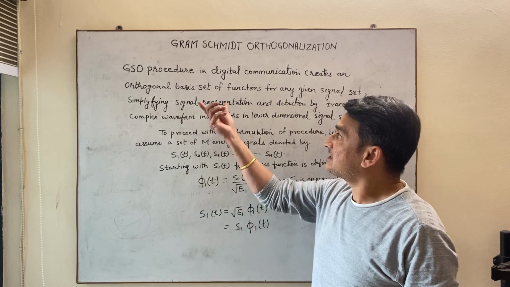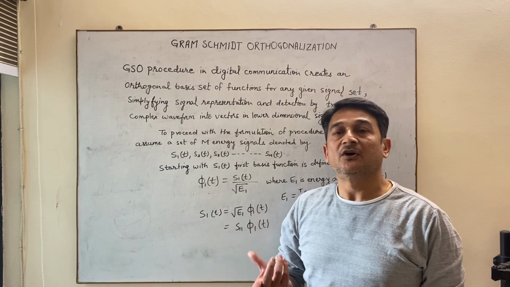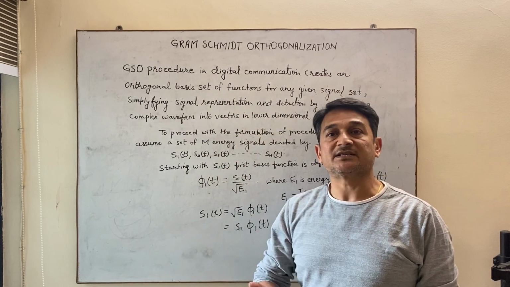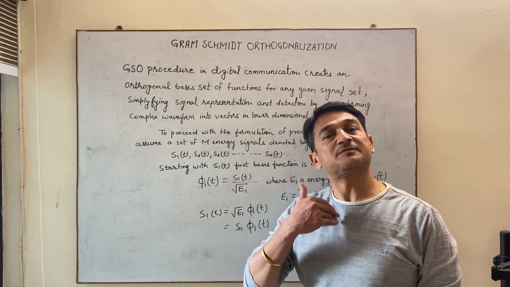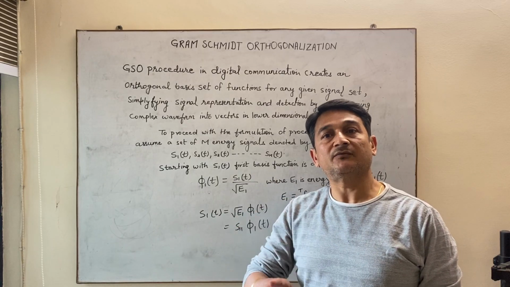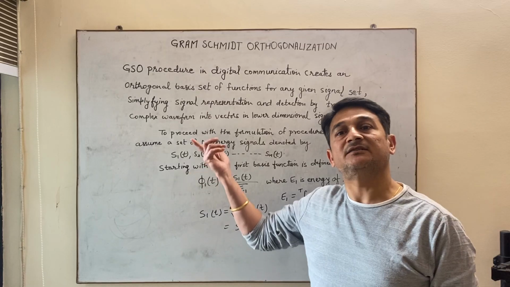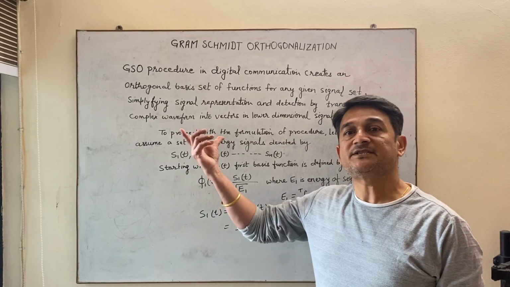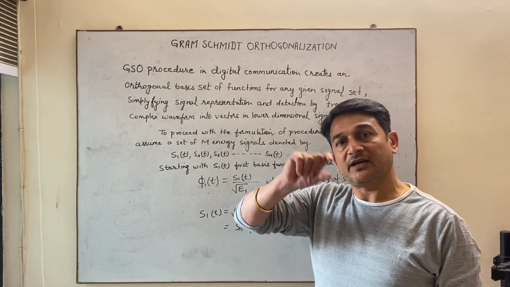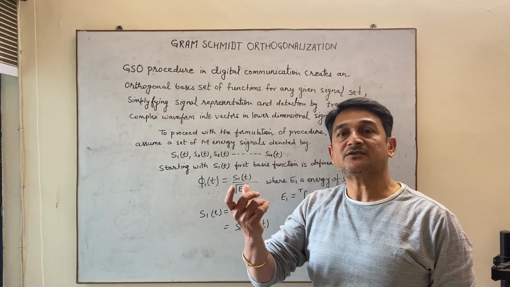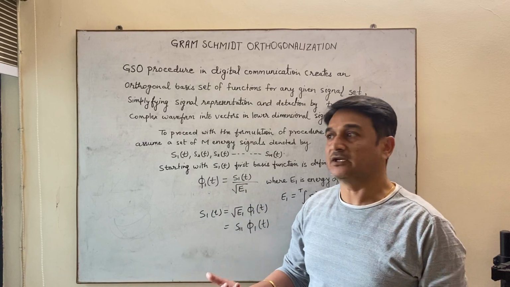So basically this GSO procedure is used for signals which are complex. Suppose a transmitter transmits more than one signal and those are of a complex nature. What the GSO procedure does is simplify the explanation by creating vector spaces which are orthogonal to each other.